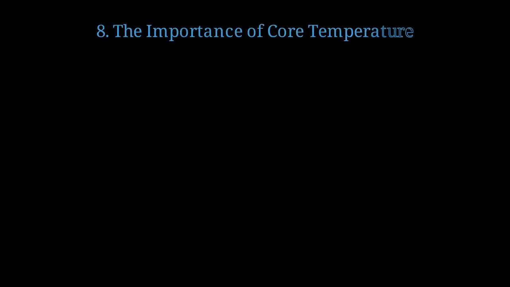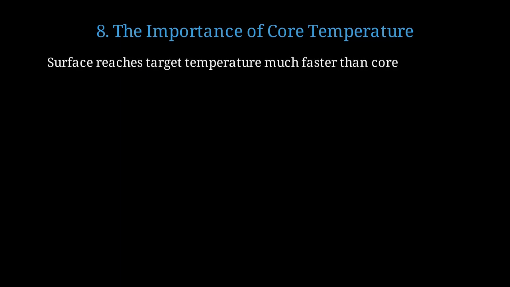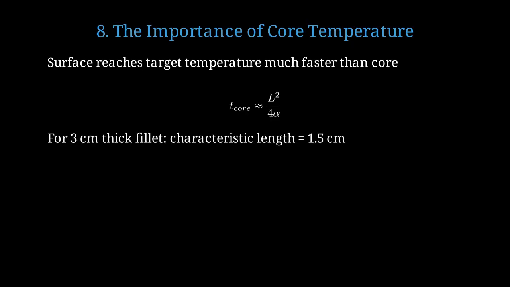Measuring and ensuring proper core temperature is absolutely critical for food safety compliance. The fish surface reaches the target freezing temperature much faster than the thermal core, creating a temperature gradient through the tissue. A simplified estimate for core freezing time is approximately the square of the characteristic length divided by 4 times thermal diffusivity. For a 3 centimeter thick fillet, the characteristic length to the center is 1.5 centimeters.